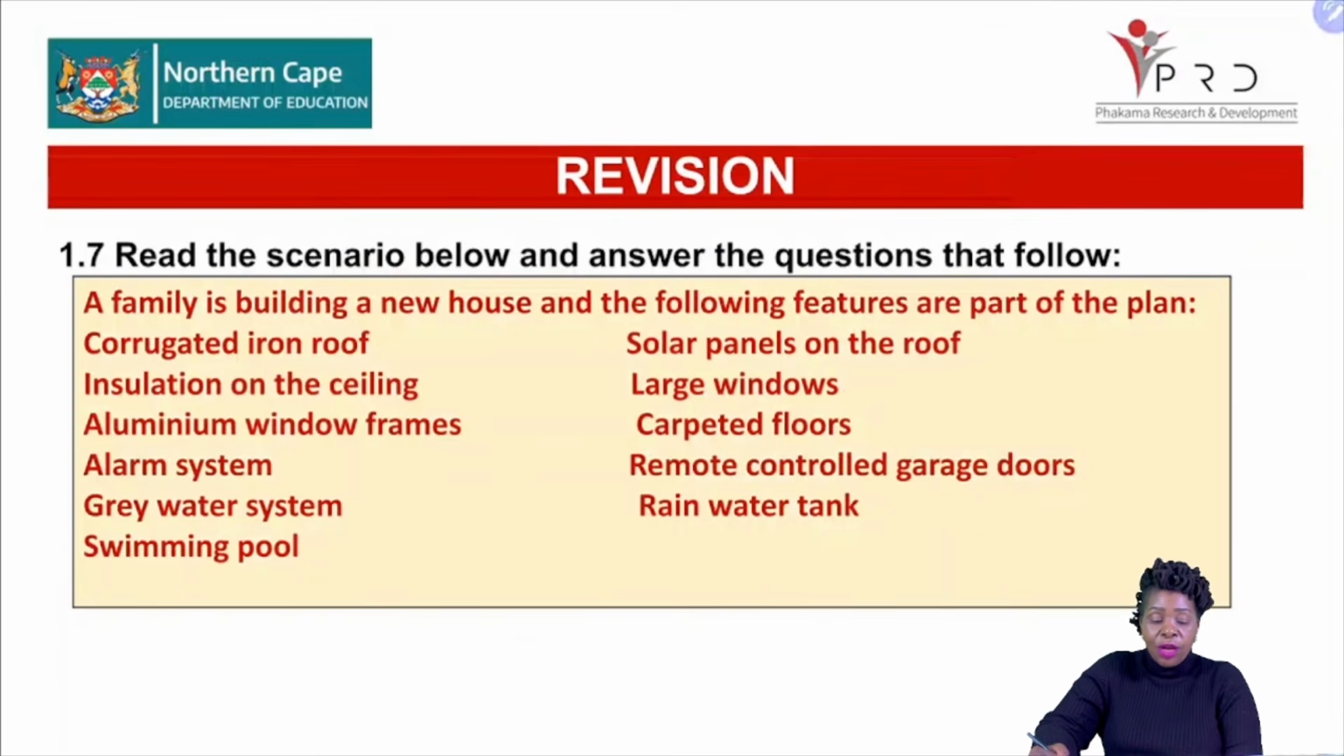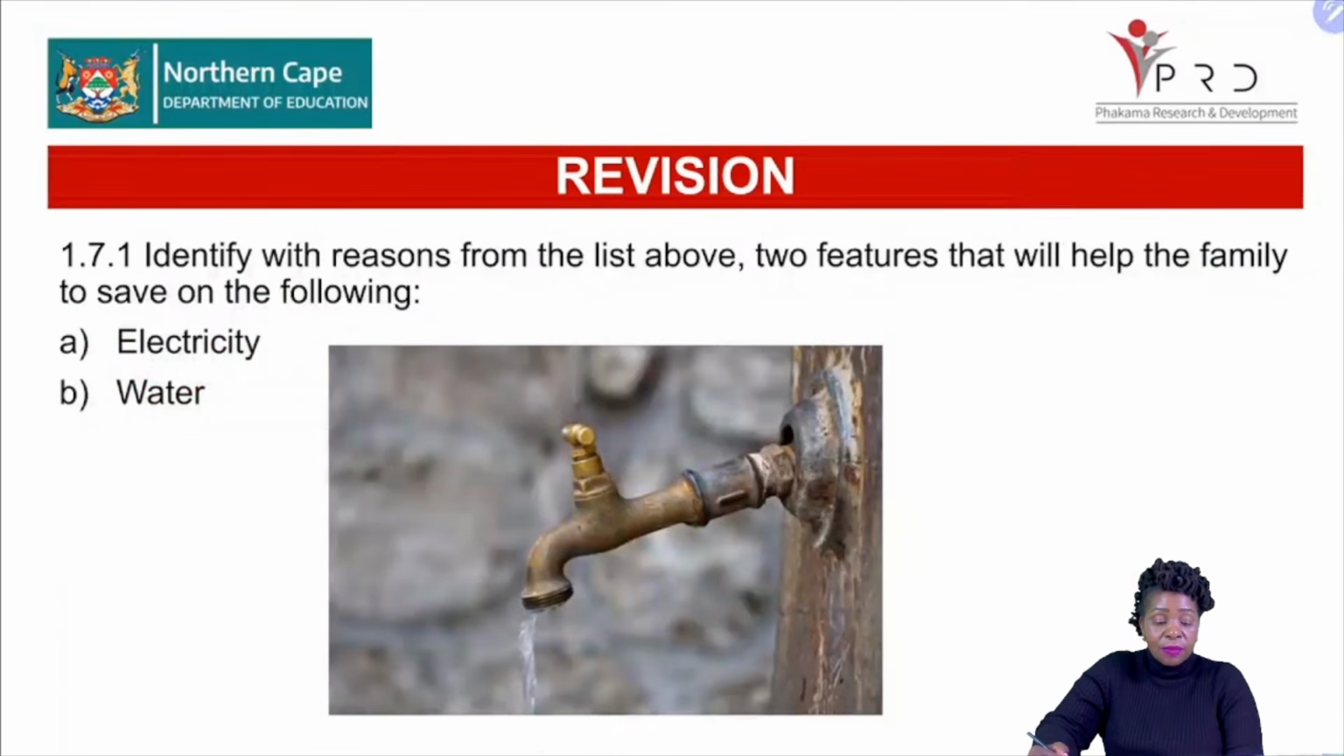Right, let's move on to our questions. Our question 1.7.1 says, identify with reasons from the list above 2 features that will help the family save on the following. A, how will they save on their electricity? And then B, how will the family save on their water? All right, I want you to answer 1.7.1, then we can move on.